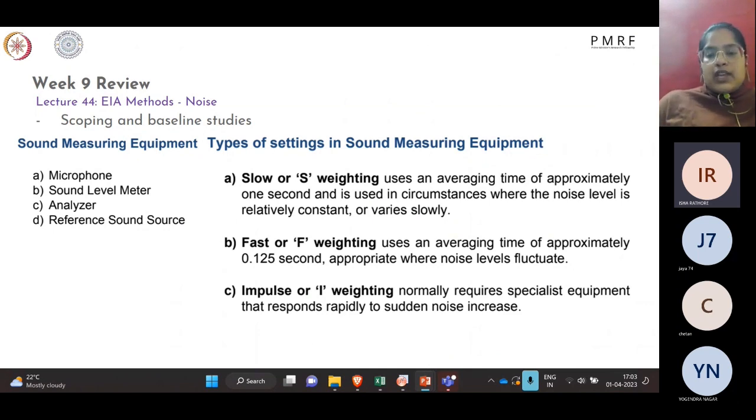And then you have impulse weighting, which requires specialist equipment which responds to or records all of these sudden noise increases. So based on what sort of frequency or what sort of accuracy you want in your sound survey, you can set up these settings.